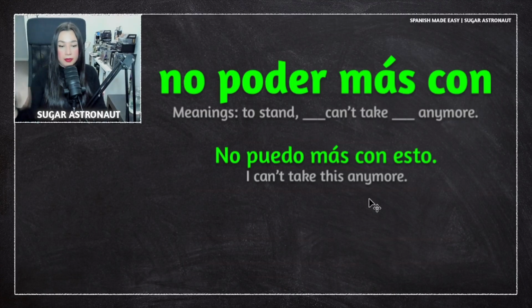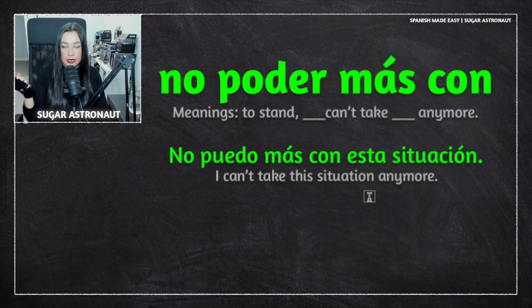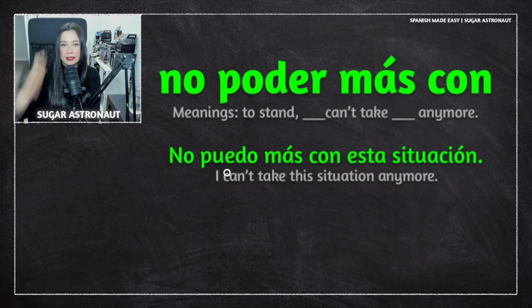But some people might say situation in Spanish. No puedo más con esta situación. I can't take this situation anymore. Both things are commonly said in Spanish. Of course, if you want to keep it short, you can just say esto. And that's a general vague way to say this. Okay, so it's pretty much just this.